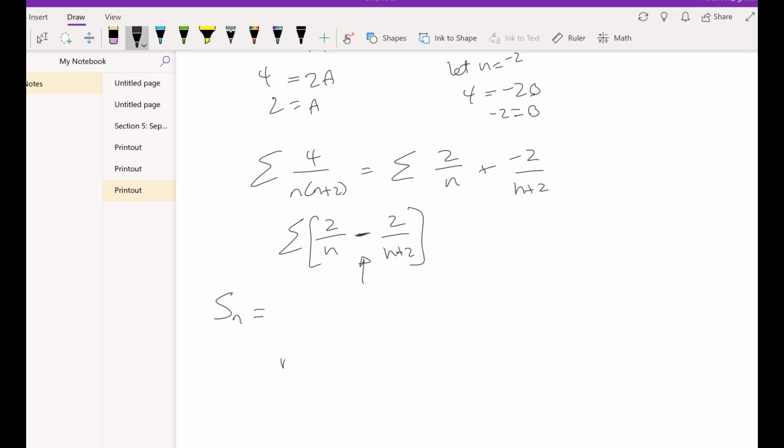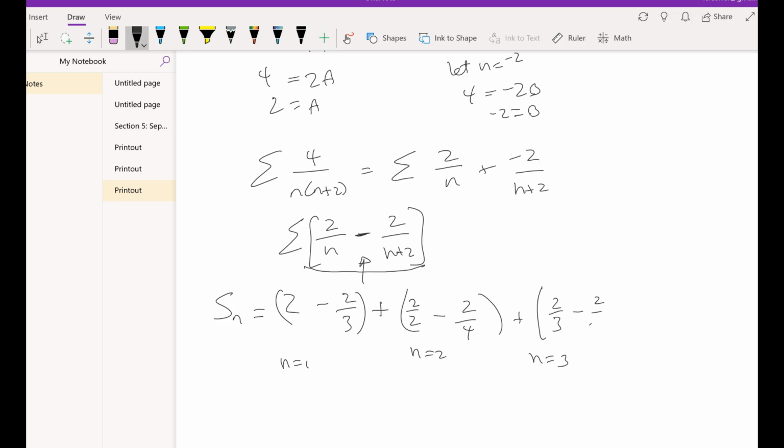So S sub n, if I plug in n equal 1 into this term here, I get 2 minus 2/3. That's plugging in n equal 1, plus. Now plug in n equal 2, so I get 2 over 2 minus 2/4, plus n equal 3, so 2/3 minus 2 over 5, plus n equal 4. Sometimes it takes a few terms. 2 over 4 minus 2 over 6, and so on.